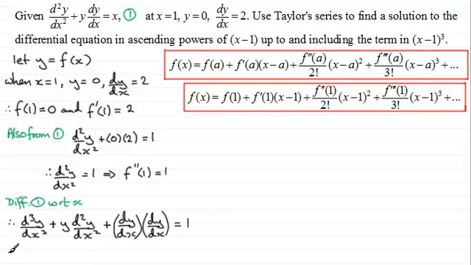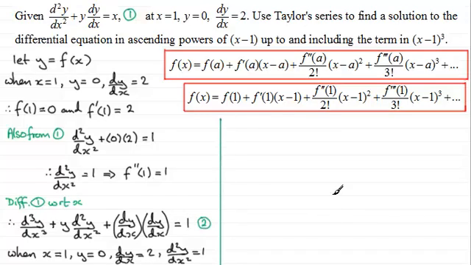So now we've got this, all we need to do is just substitute our values in. And we know that when x equals 1, y equals 0, and dy dx equals 2. And we've also found out from up here that d squared y by dx squared equaled 1. So if we take our values here and substitute them into this equation, what does that give us?